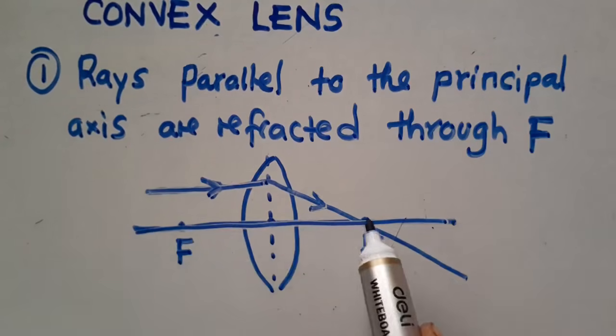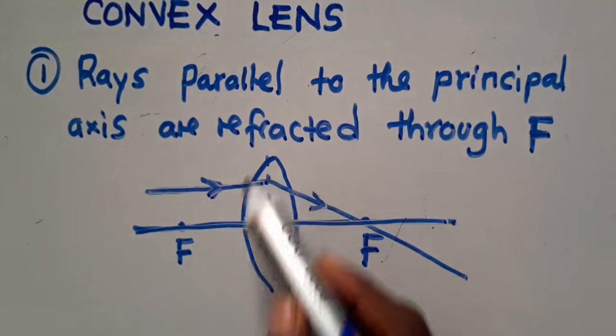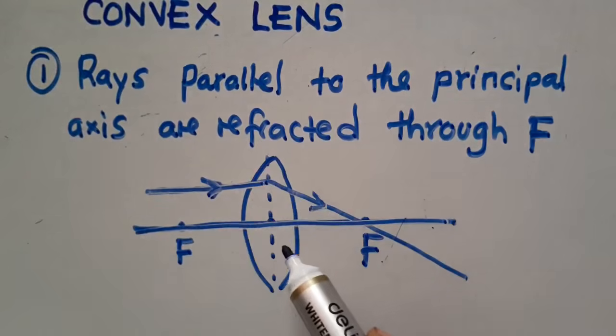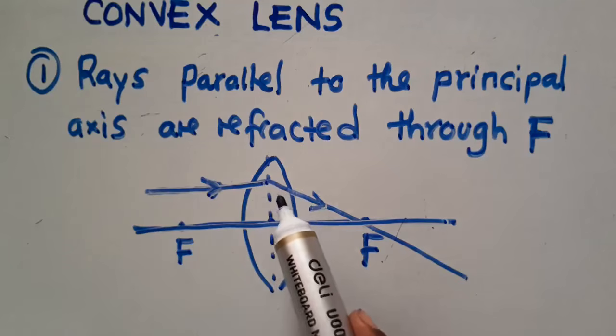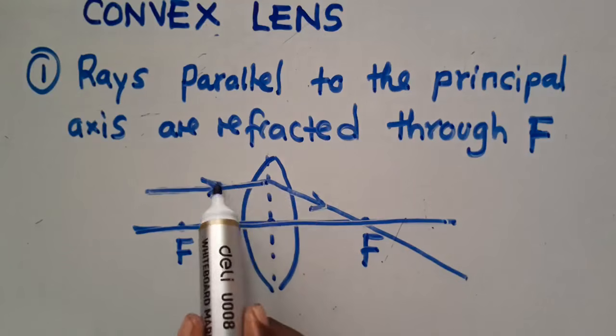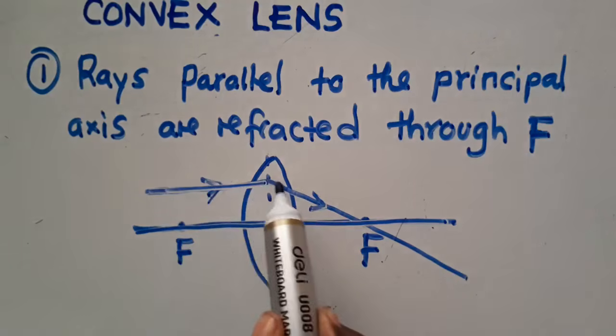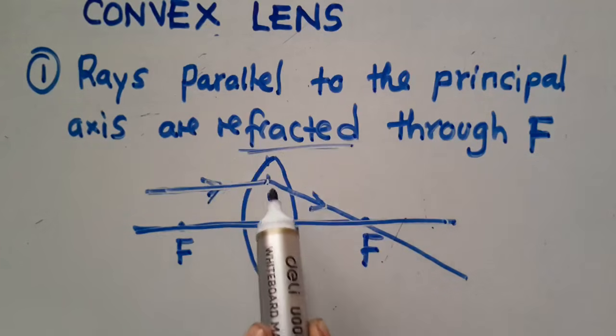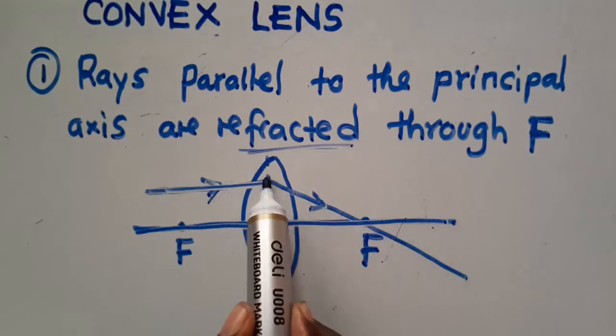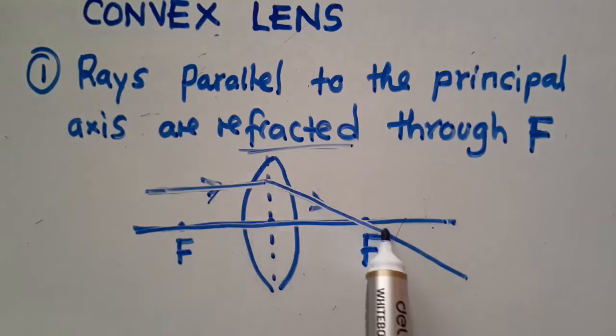So when it is parallel to the principal axis and meets this lens, we know that these are convex lenses, so they are going to converge. It will be refracted, the bending of light. So it is going to be refracted through F, which is the focal point, like that. This is what you need to understand. This is the first law.